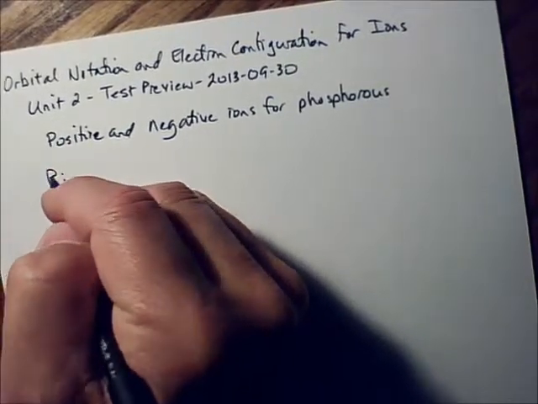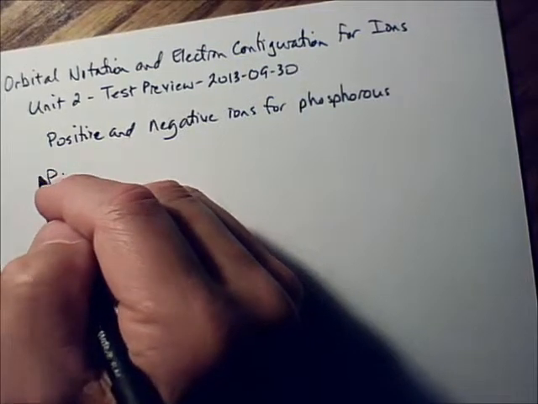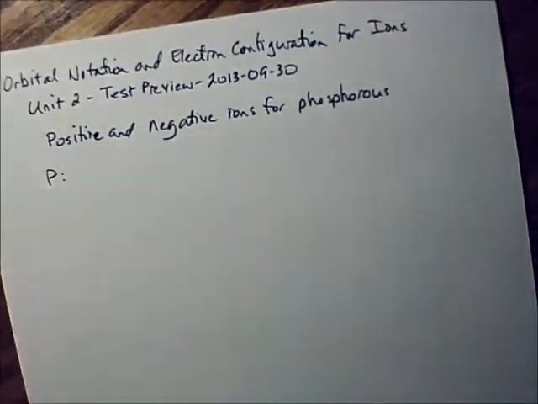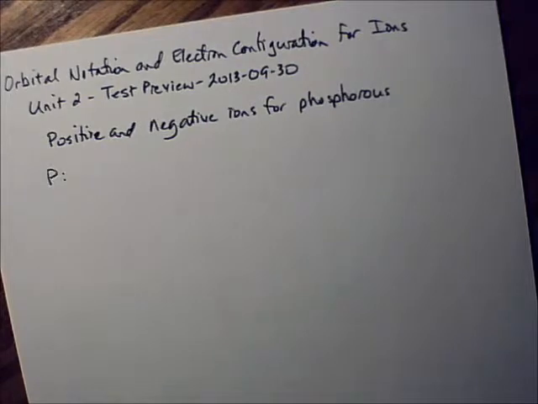Now, to do the orbital notation and electron configuration, you have to have the element symbol followed by a colon. That's required. If you don't have those in there, that's 2 points off on the problem. So that's an easy one. Make sure you put that on there, okay?